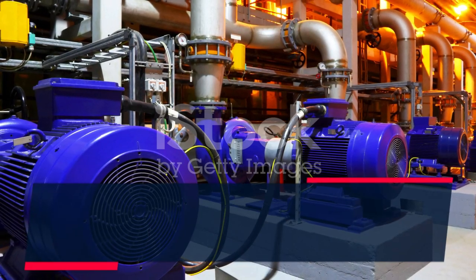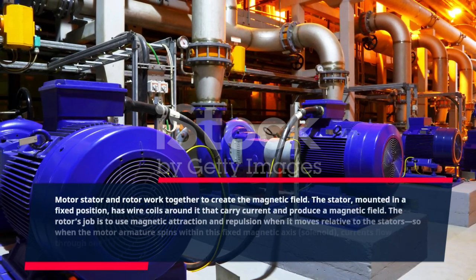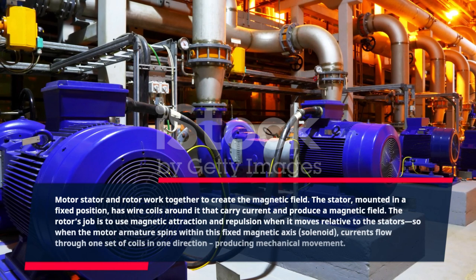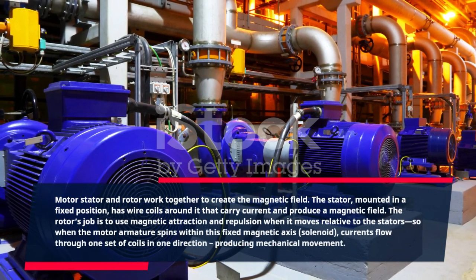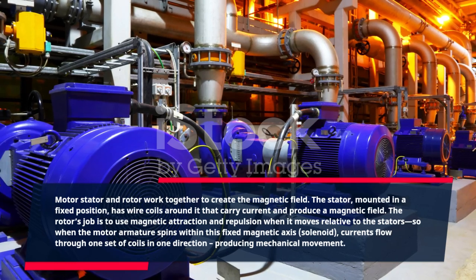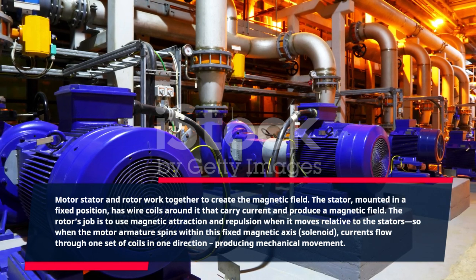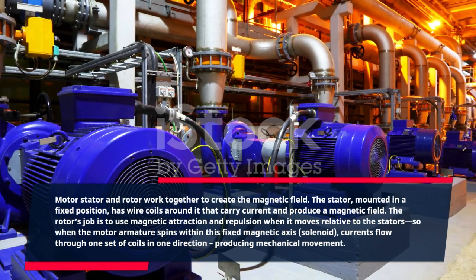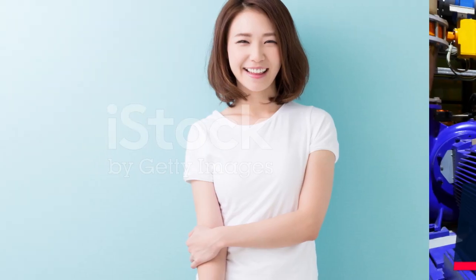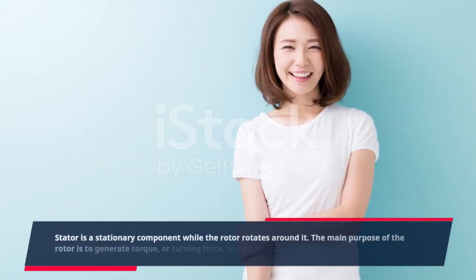The stator, mounted in a fixed position, has wire coils around it that carry current and produce a magnetic field. The rotor's job is to use magnetic attraction and repulsion when it moves relative to the stator's, so when the motor armature spins within this fixed magnetic axis, solenoid, currents flow through one set of coils in one direction, producing mechanical movement. Stator is a stationary component while the rotor rotates around it.